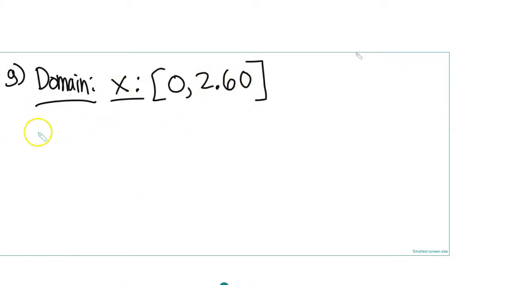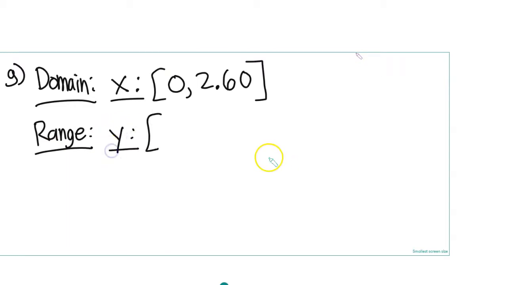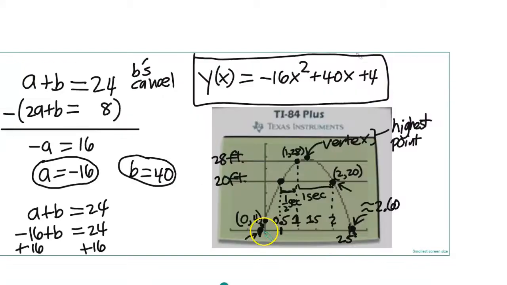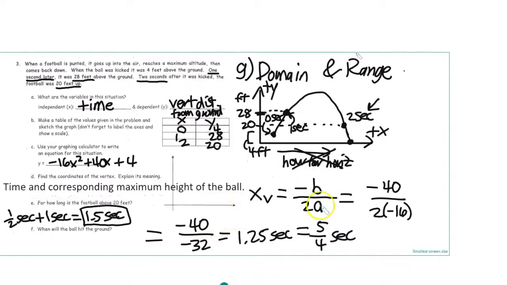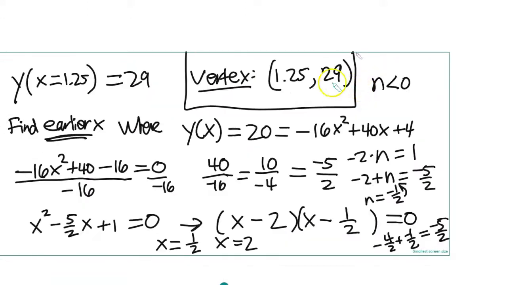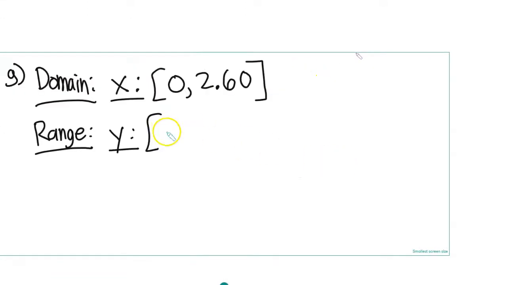And then lastly, the range is all the possible y values. Now, what's the smallest y value? What's the smallest height that the ball has? Down here, 4? No, that's just its starting height. What's the smallest height it has over here? It hits the ground, so it's 0. But then the highest point is the vertex. And the vertex occurs, again, we already solved for that. The vertex occurs at, gosh, where did we solve that? 29, right? Right here, 1.25, 29. So we should go 0 to 29. Okay, that's the domain and range.